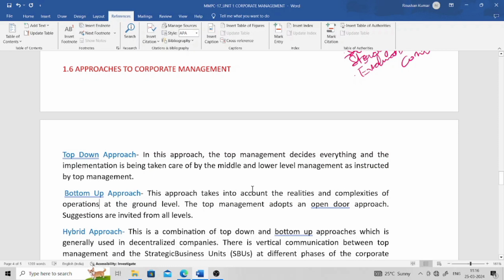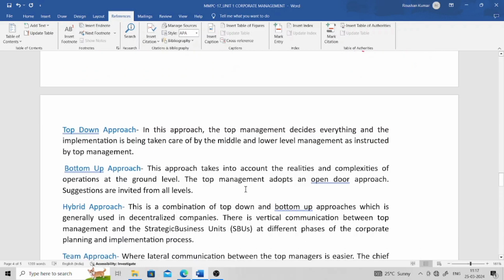So what happens here is, whatever the complexity or the problems at the ground level, the people working at the ground level inform the top level management about the problems or the difficulties in the operation, and then according to that the top level management adopts the suggestion and moves on accordingly.